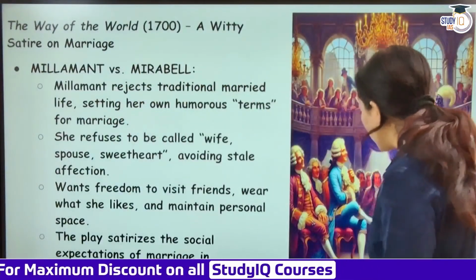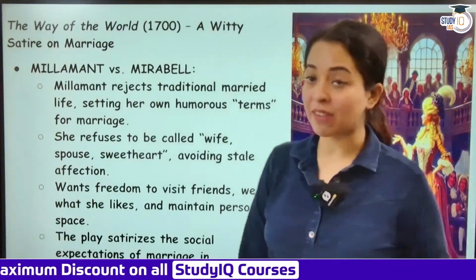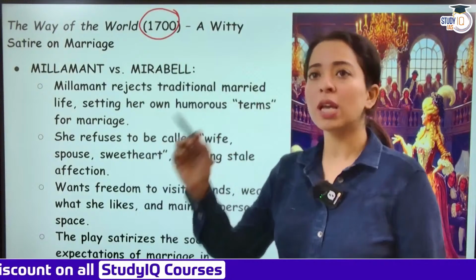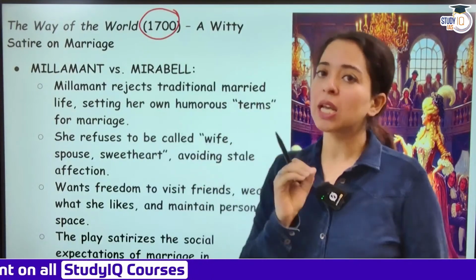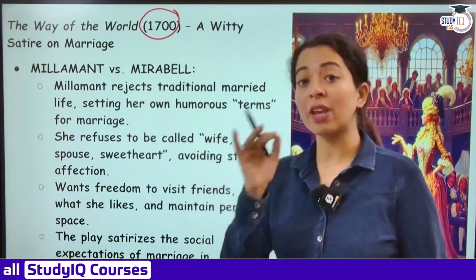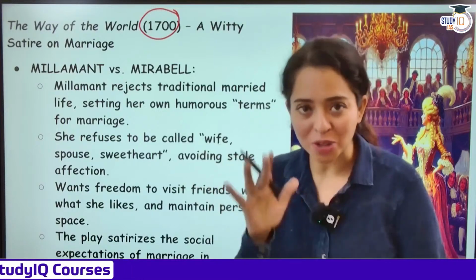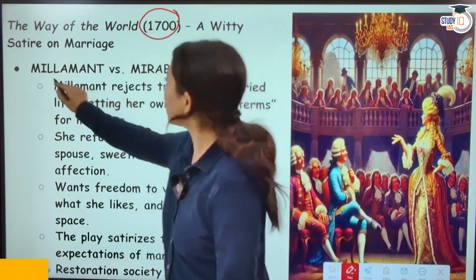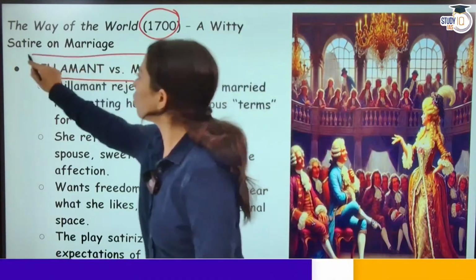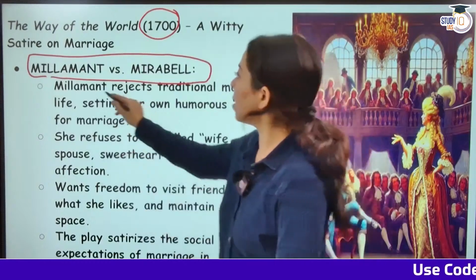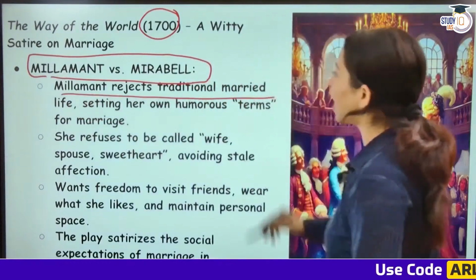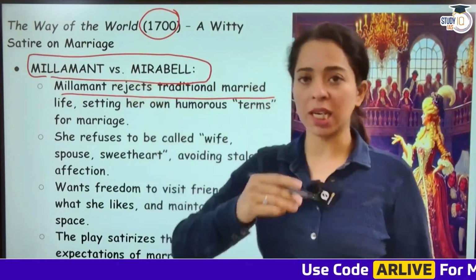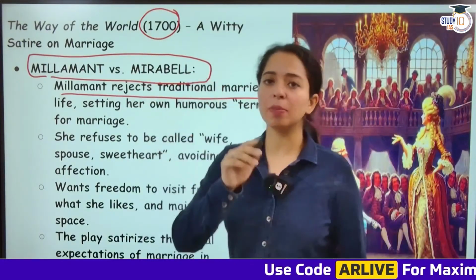Let's talk about The Way of the World, जो William Congreve का 1700 play में किया गया था play. It's a very witty satire of marriage, and whenever you talk about Restoration era and Restoration comedy, you definitely talk about William Congreve. You cannot not talk about it. Okay, so Millamant versus Mirabell. Millamant और Mirabell ये दोनों protagonist हैं, and Millamant rejects traditional married life, setting her own humorous terms for marriage. So Millamant is the girl and Mirabell is the boy.